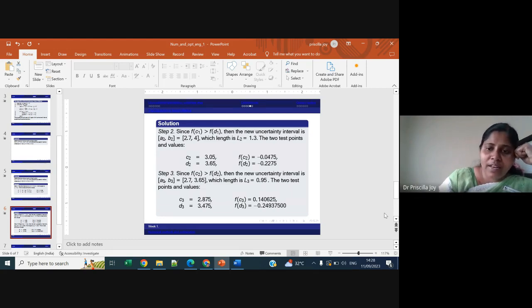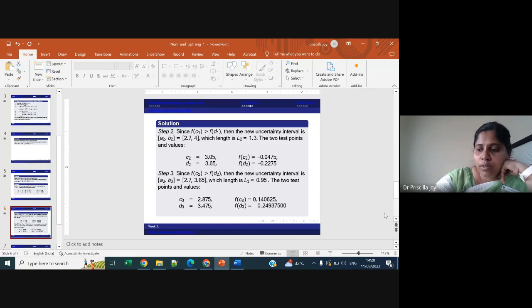We need to find the length. So for computing the length, what is the formula? LK plus 1 is equal to LK divided by 2 plus delta. The delta value is 0.3, and the LK value previously is 1.3. So 1.3 divided by 2 plus 0.3 will give you 0.95. Now we need to check whether 0.95 is less than 2 epsilon.